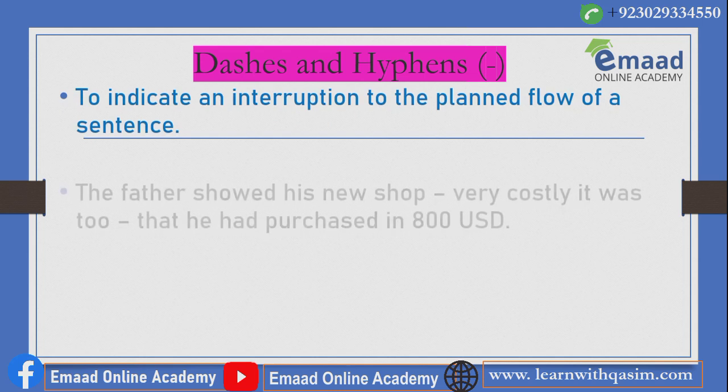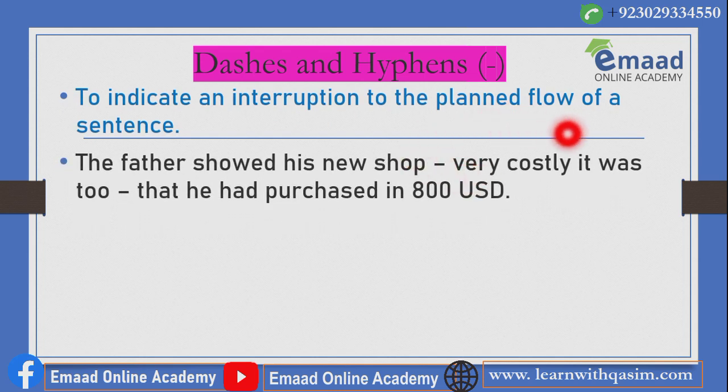Dashes and hyphens are used to indicate an interruption to the planned flow of a sentence. The father showed his new shop, very costly it was too, that he had purchased for 800 US dollars. So we have used these dashes before, very costly it was too, and at the end of this too we have added this dash. Actually, this is an interruption in the main flow of the sentence. The sentence was, the father showed his new shop that he had purchased for 800 US dollars. Now here as the reporter comments, that is actually an interruption. Very costly it was too.